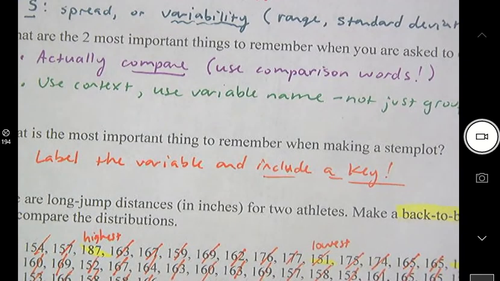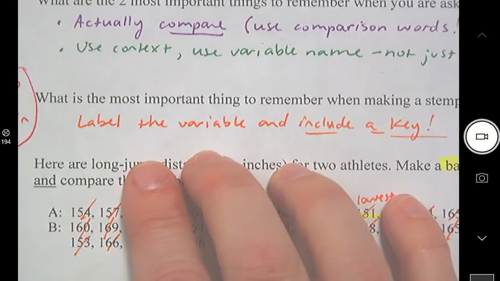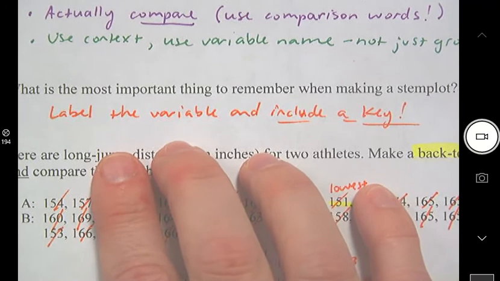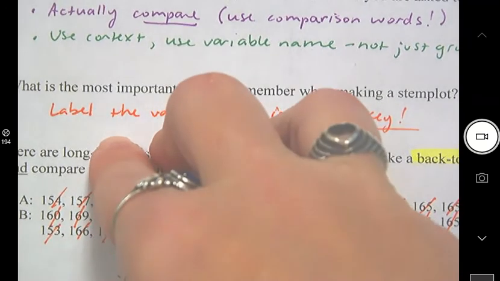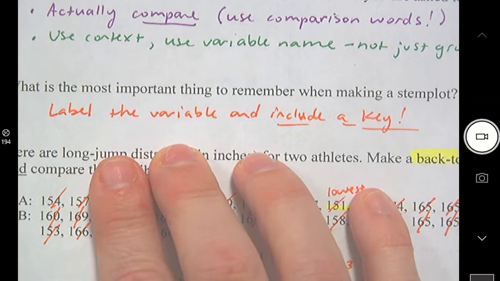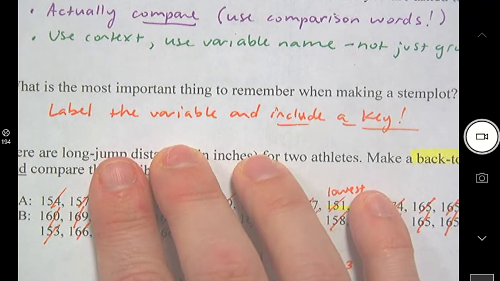Okay, now we are going to practice making a stem plot. And the most important thing to remember when making a stem plot is to label the variable, tell me what it is you are graphing in your stem plot, and then I underlined include a key. Stem plots are completely useless without a key because they could be representing decimal values, they could be representing, I guess, technically fractions, integers, numbers in the hundreds. You never know unless there's a key.